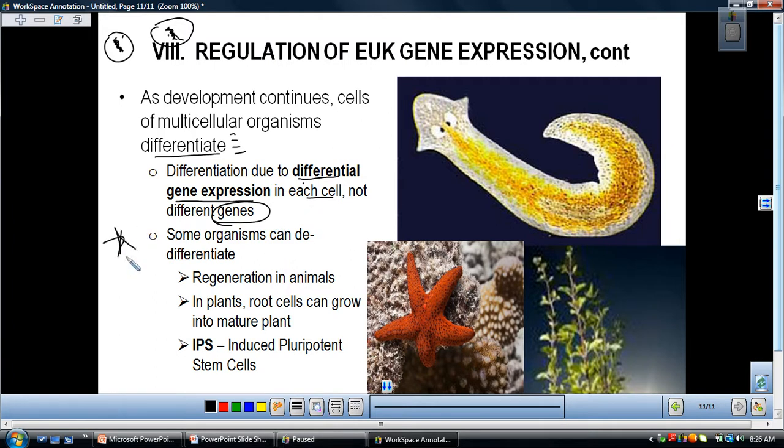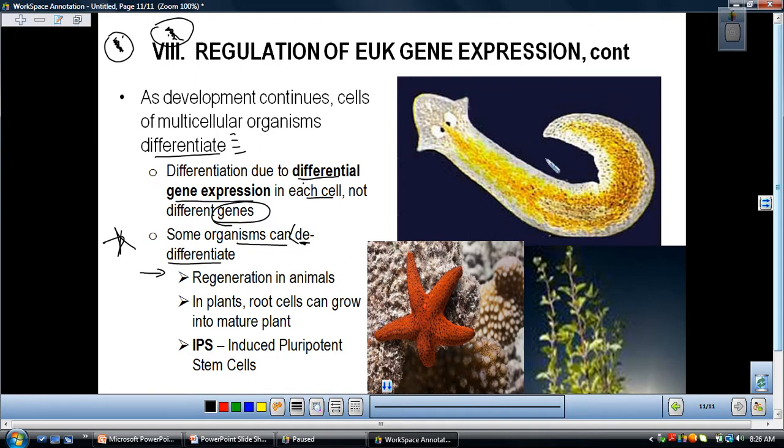Now, this is a cool thing down here that I'm sure you've seen before. Some organisms can actually go through a process of de-differentiation, where they make the cells that were already differentiated go backwards and de-differentiate for the purpose of gaining more cells. This happens in starfish regeneration in animals, or planaria, this little dude up here, which we're going to work with in a couple of months.